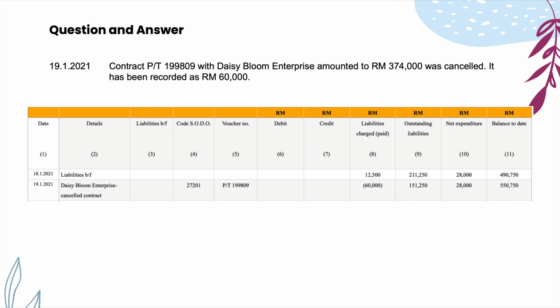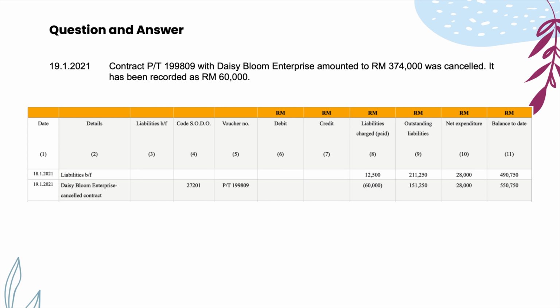Next, on the 19th January 2021, contract PT 199809 with Daisy Bloom Enterprise amounted to 374,000 ringgit was cancelled. It has been recorded as 60,000 ringgit. This means that we need to adjust the entry that we did on 14th January 2021. So we need to reverse back the record by recording the amount issued, which is the amount of 60,000 ringgit in 8th column will be recorded in bracket to indicate that it has been cancelled.